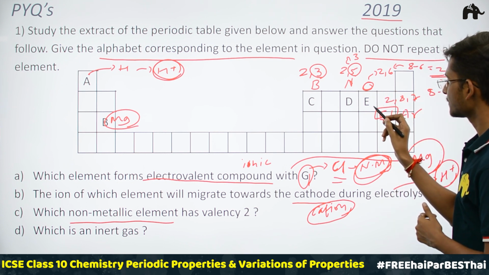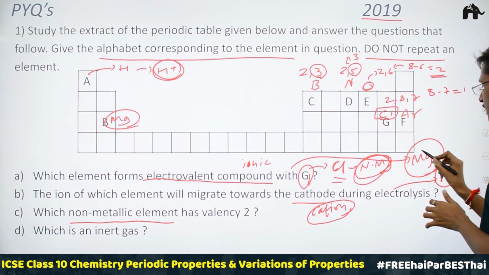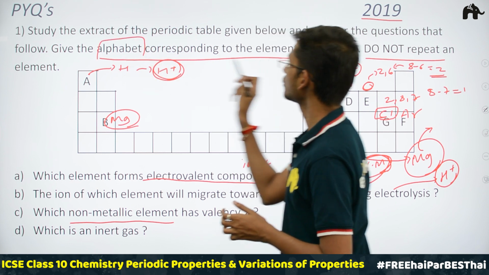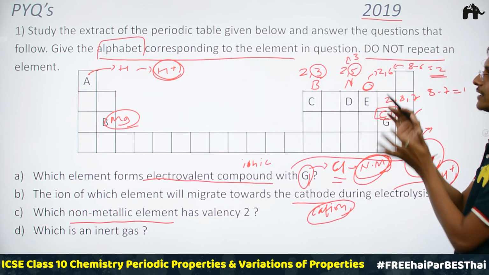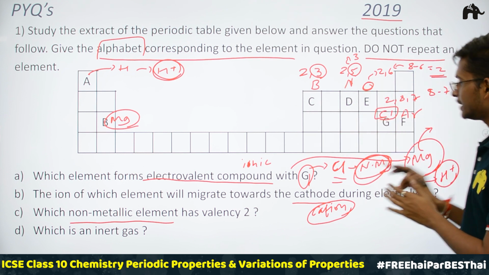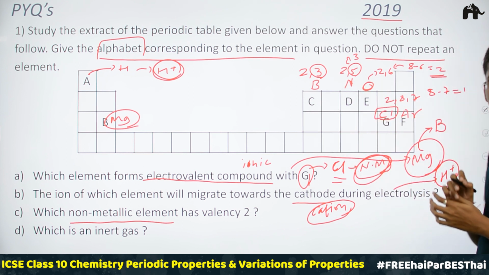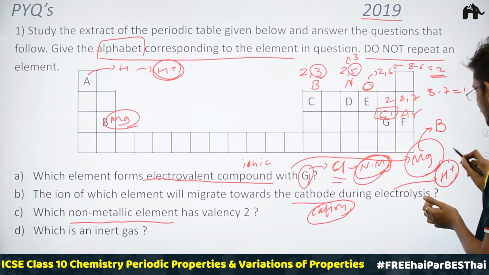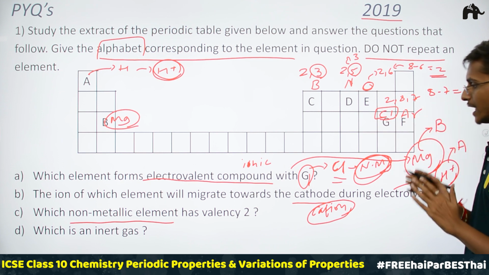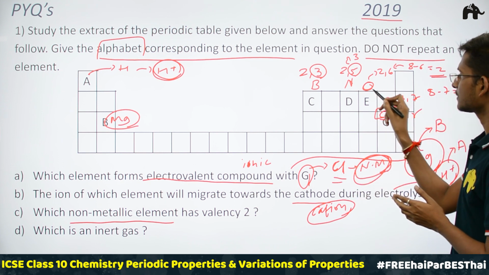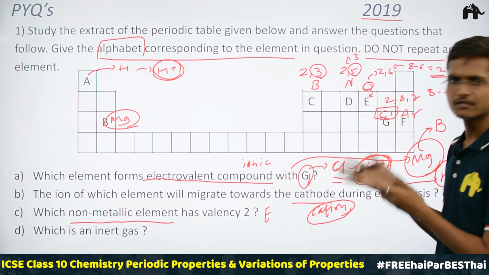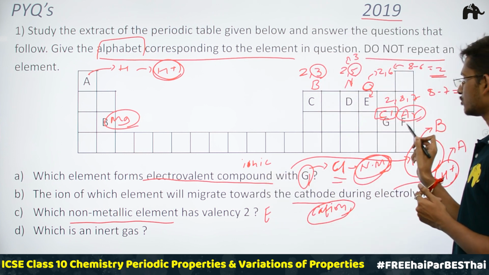Oxygen means we are going to write the alphabet. Sorry, here I have written magnesium, but we have to write the alphabet corresponding to the element in the question. So what alphabet corresponds to magnesium? B. So the answer would be B. Here the answer would be A, right? H is A. Then here the answer is oxygen and its alphabet is E. So the answer is E. Which is an inert gas? Very simple, we know it is argon, right? So the answer would be F.